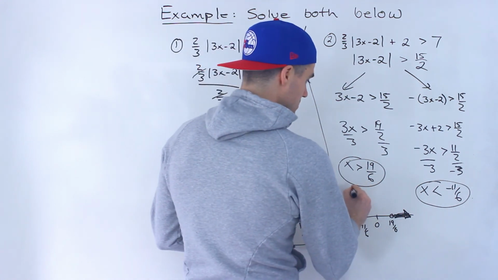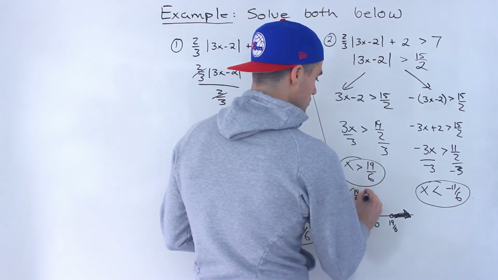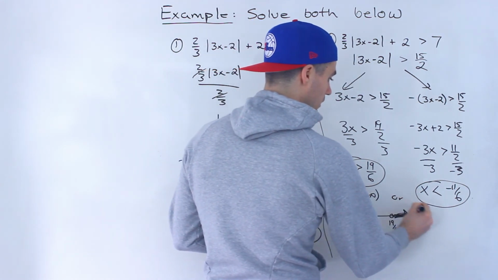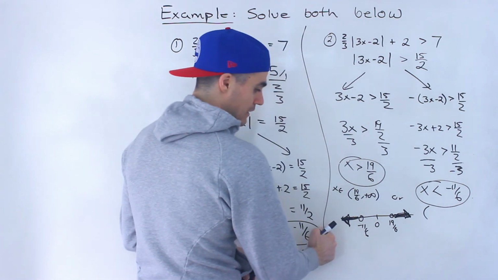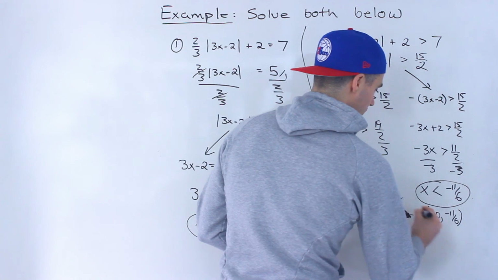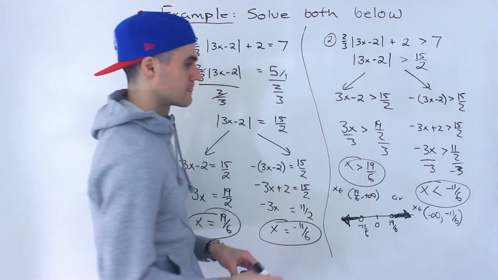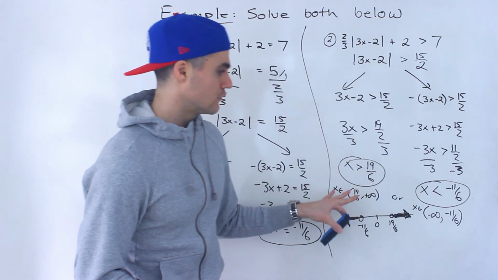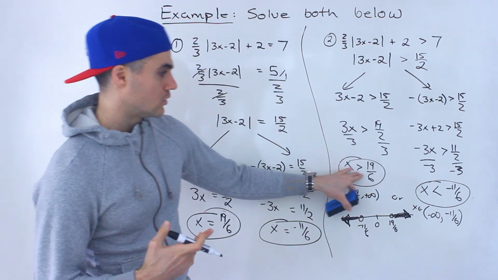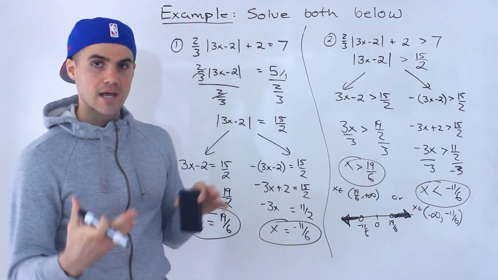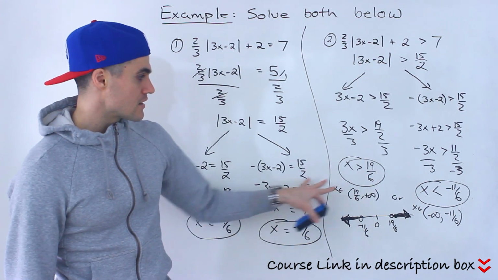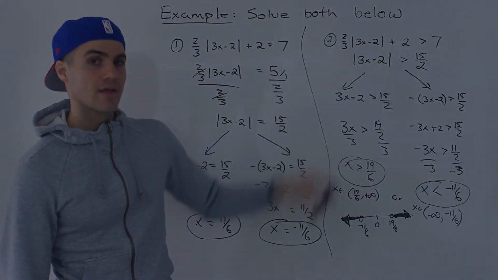Another way you can express this, you could say 19 over 6 to positive infinity, or from negative infinity to negative 11 over 6. So there are different formats you can show it in, whether visually with a number line, with an inequality, or set notation, whichever one your prof or teacher wants. But nevertheless, these are the solutions to this equation and that inequality.